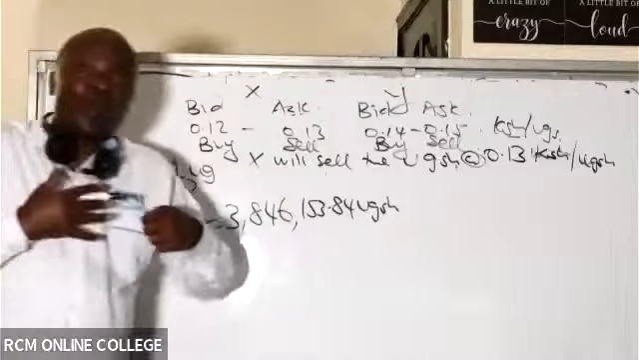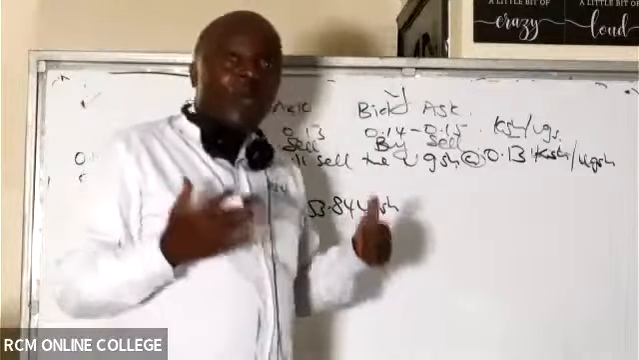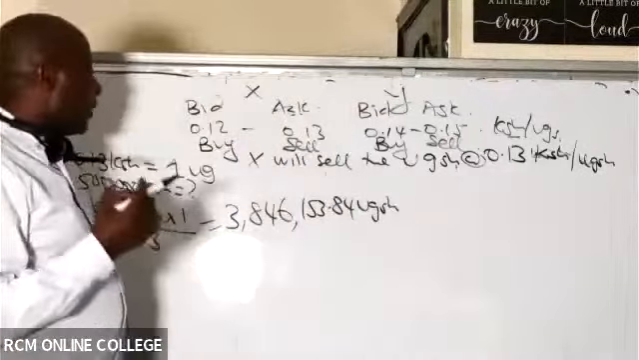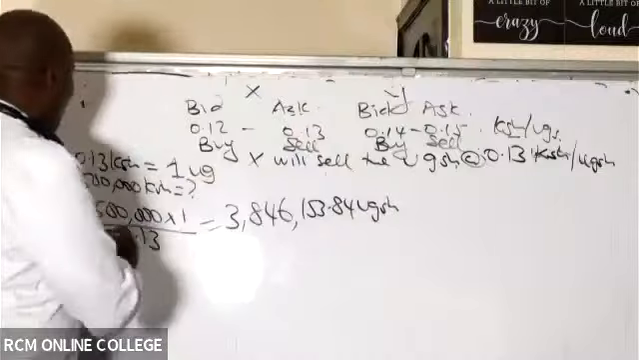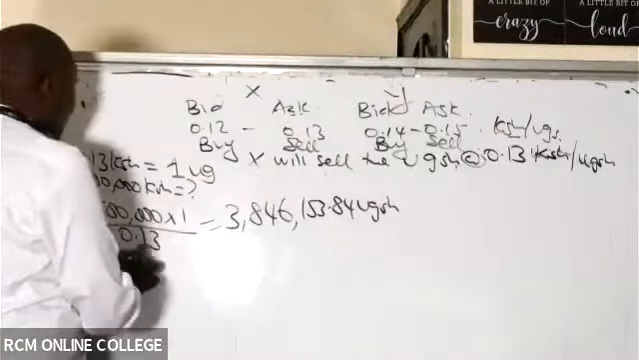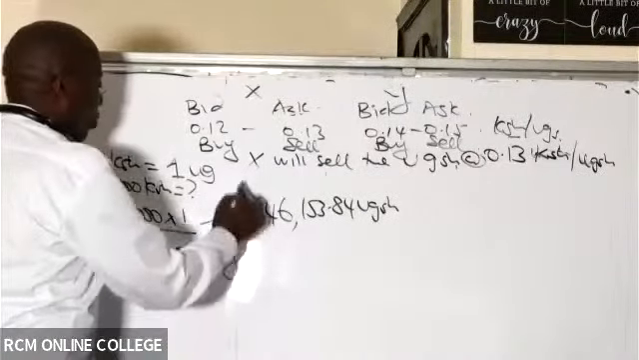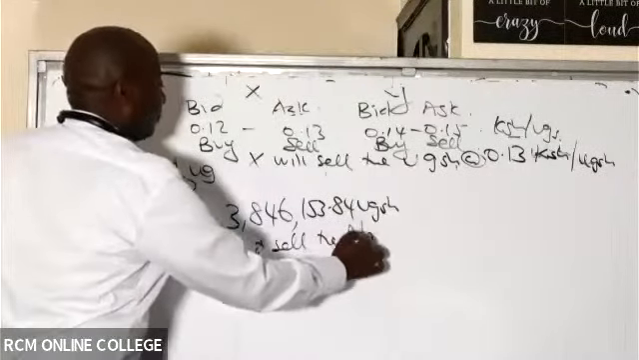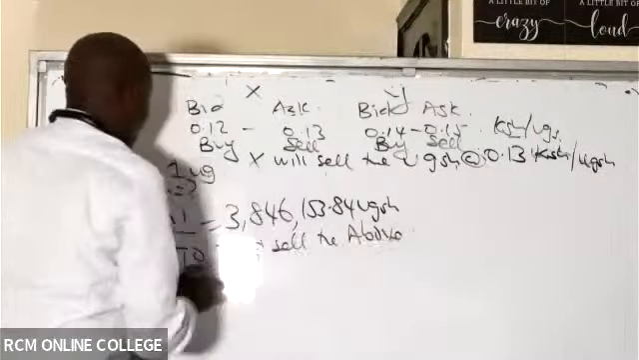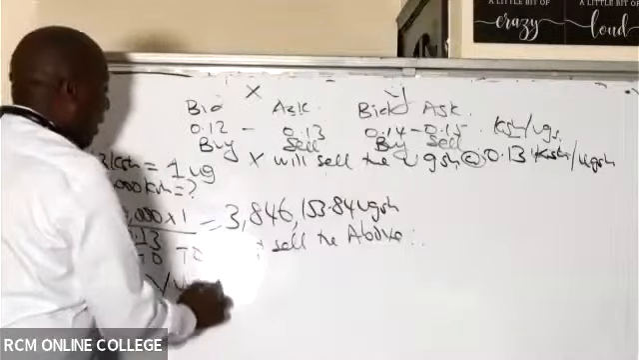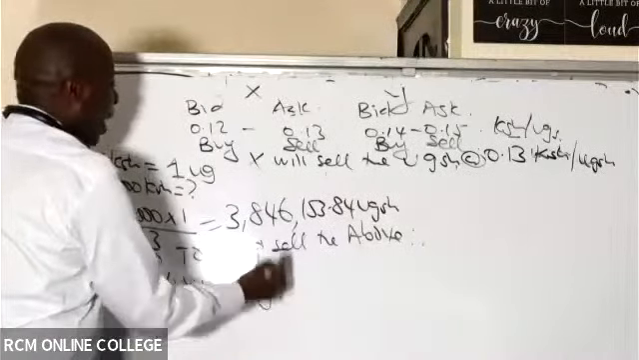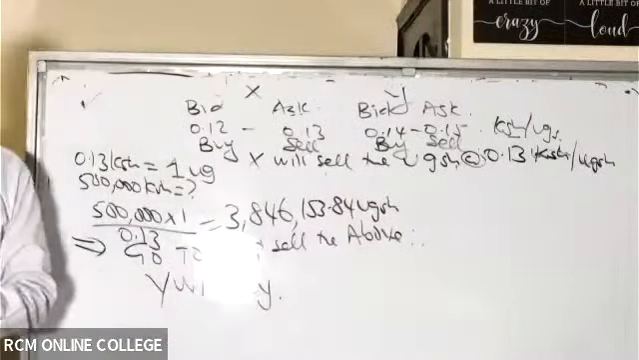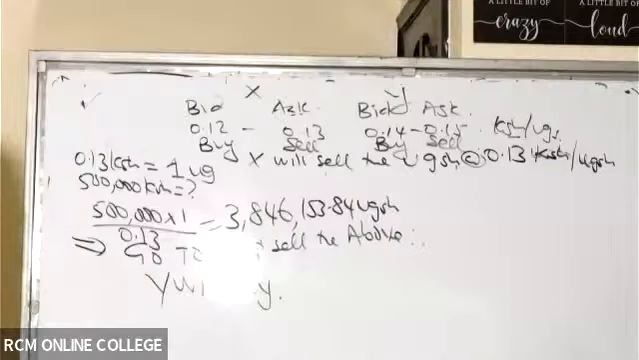Remember now, we are the ones who have the hard currency. So if you have the hard currency, then you're right. So in this case here, straight away, go to Y and sell the above. And therefore, Y will buy. Y will do what here? Y will buy. So Y will buy at what rate?